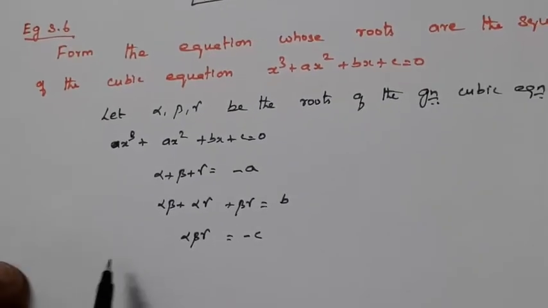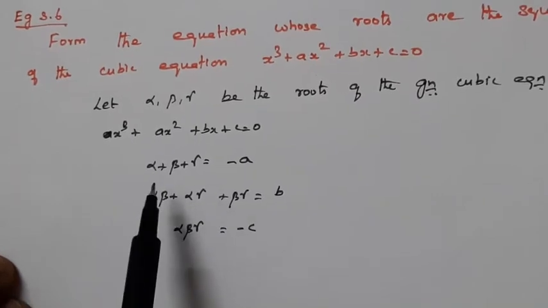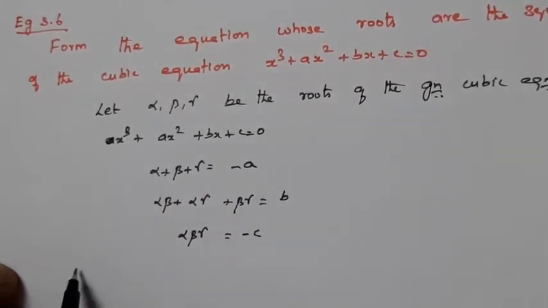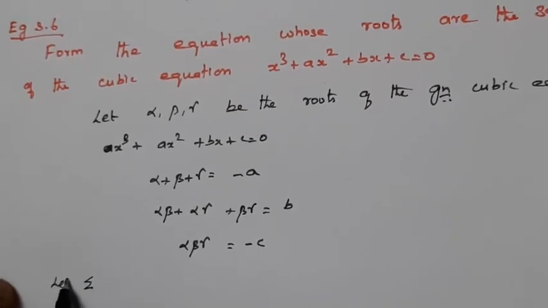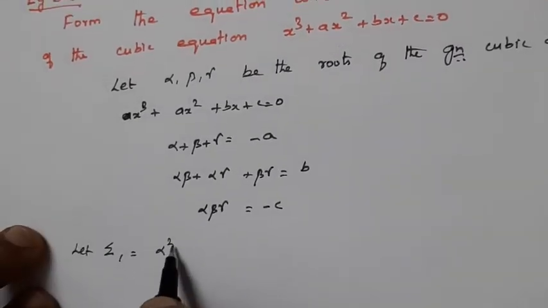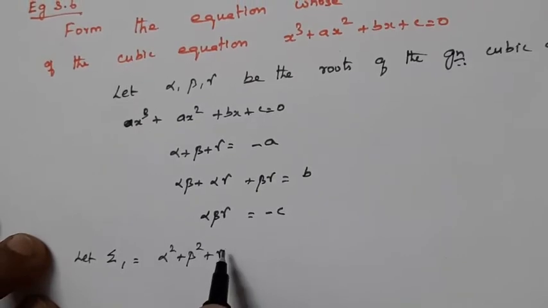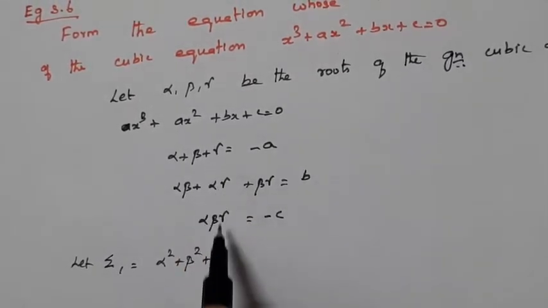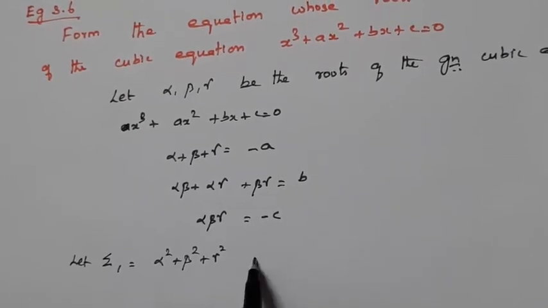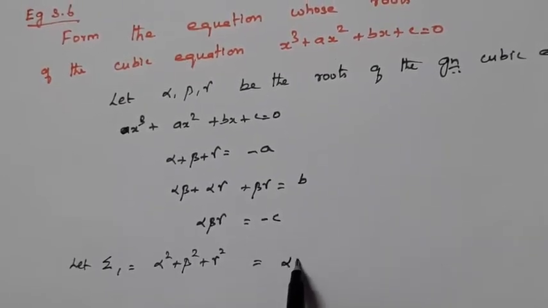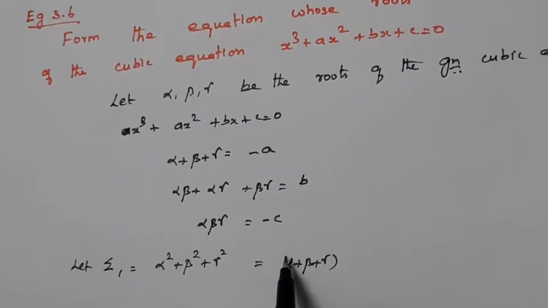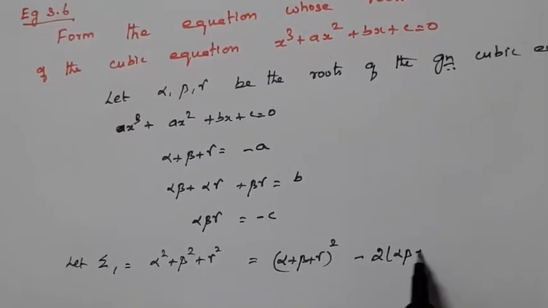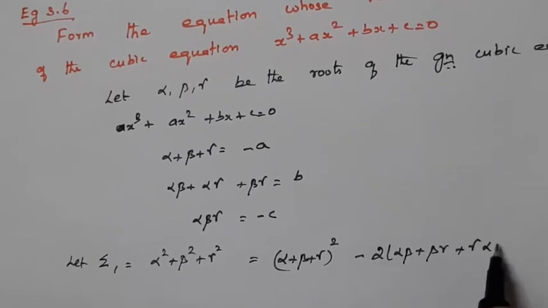And then you are going to find out an equation whose roots are alpha squared, beta squared and gamma squared. For that, let us take sigma 1 to be the sum alpha squared plus beta squared plus gamma squared. So to get its value you have to use these three. Okay. So as it is a square of an algebraic quantity, it can be expressed as alpha plus beta plus gamma the whole squared minus 2 into alpha beta plus beta gamma plus gamma alpha.